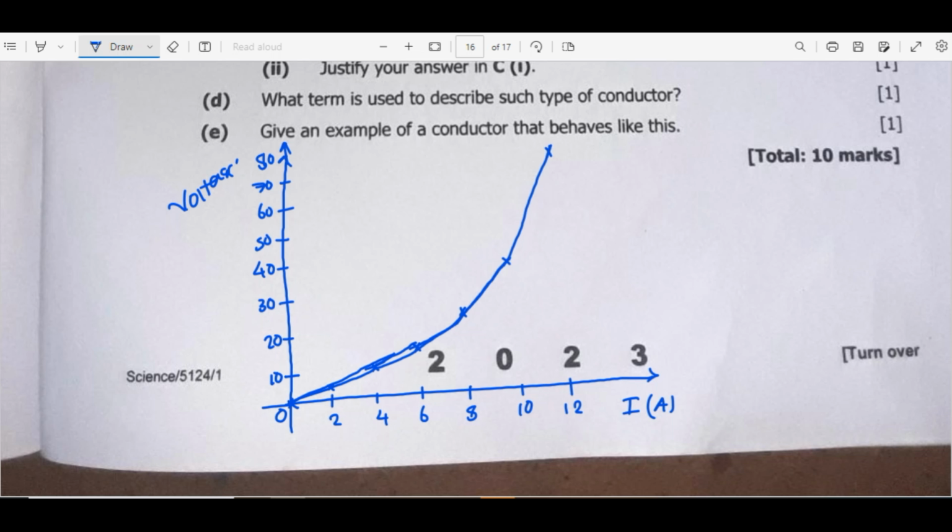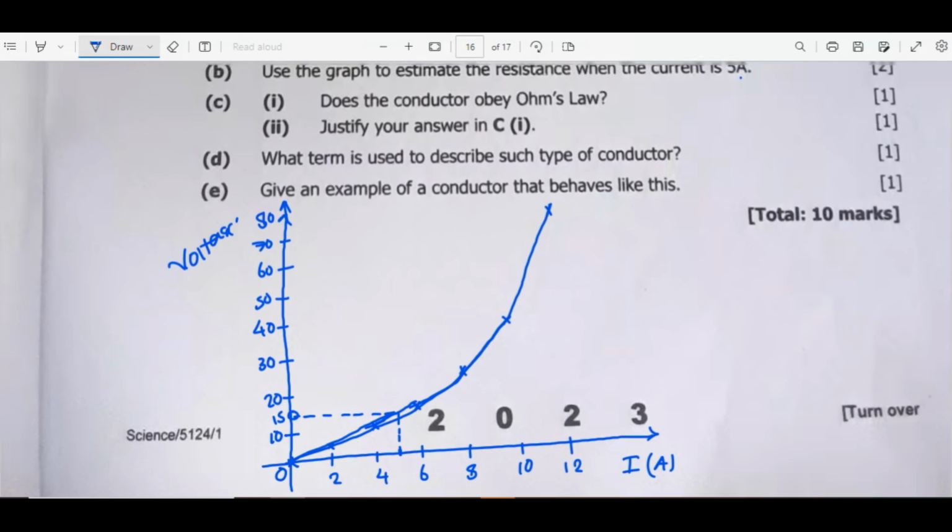The current is 5 amps, so 5 amps is somewhere here. You go to the x-axis, since that's where the current is, and draw a dotted line parallel to the y-axis. Upon reaching the curve, you turn 90 degrees, moving parallel to the x-axis. The point where you touch the y-axis represents the voltage. So I can approximately say this is somewhere like 15. So my voltage is 15.